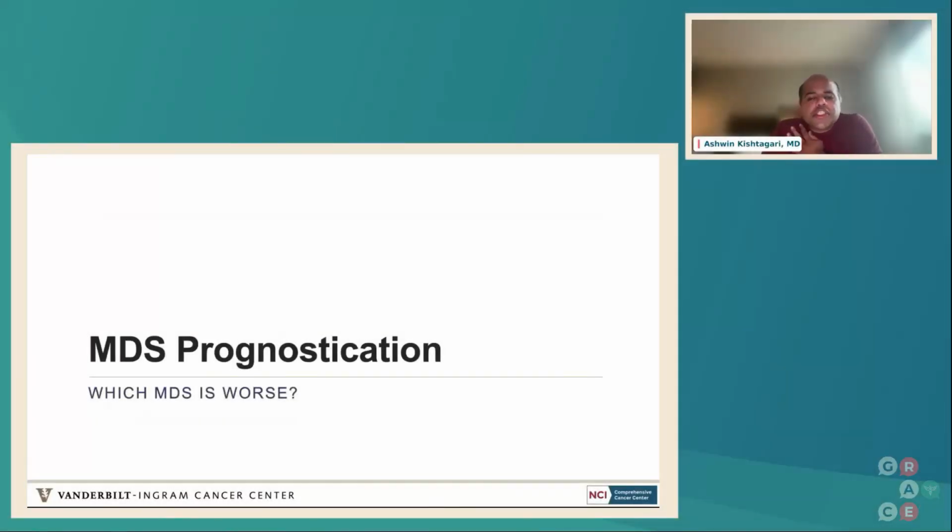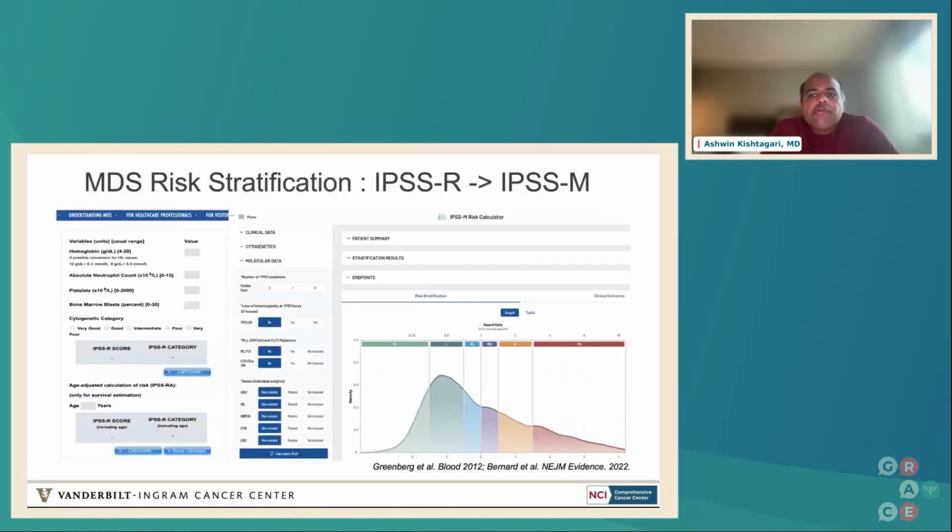So then the next question is, once we make the diagnosis of MDS, then the question comes is the prognostication, how we risk stratify patients. So we had various scoring systems. Historically, something called revised international prognostic scoring system, which we used to include the blood count abnormalities.